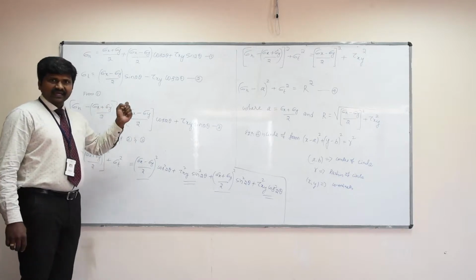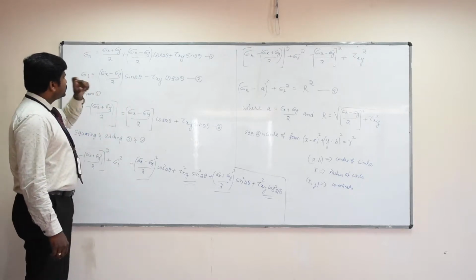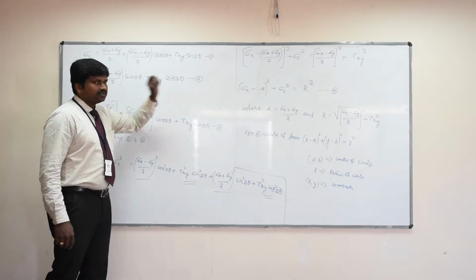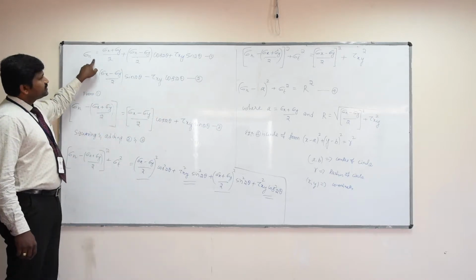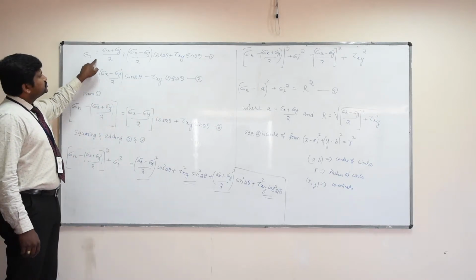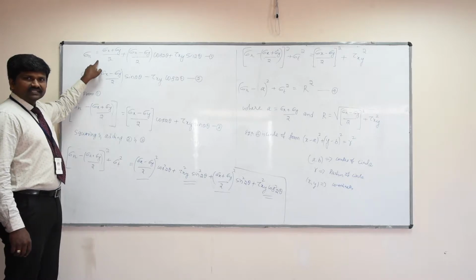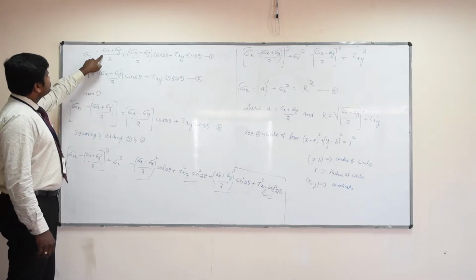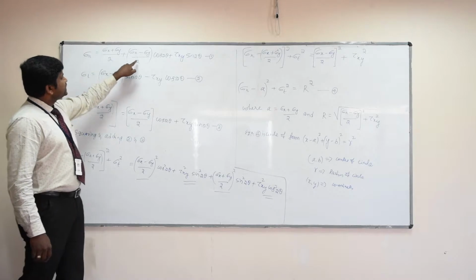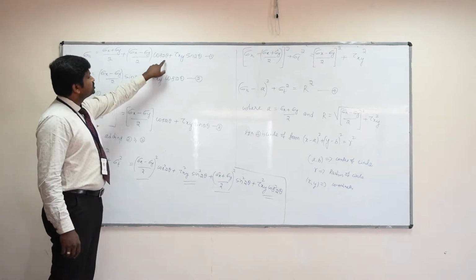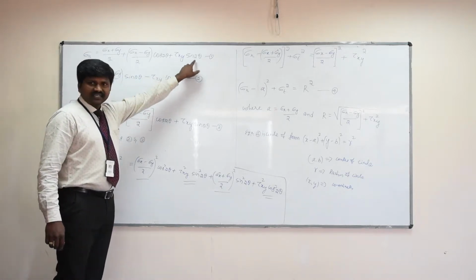the mathematics behind it. So we have taken two equations, equation 1 and equation 2. Equation 1 is a normal stress which is used to find the normal stress on any inclined plane. So sigma n equals sigma x plus sigma y by 2, plus sigma x minus sigma y by 2 times cos 2 theta, plus tau xy times sin 2 theta.